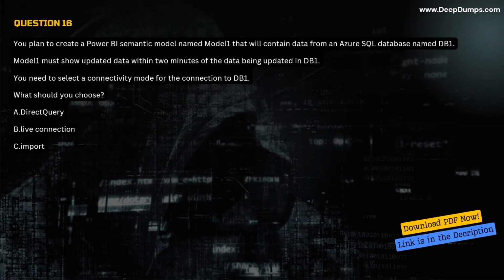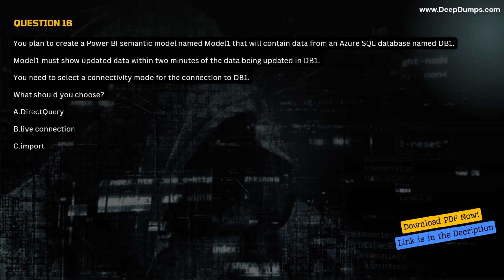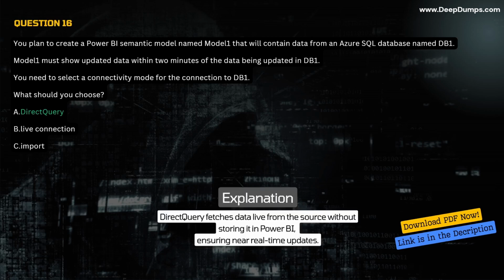Question 16. You plan to create a Power BI semantic model named Model 1 that will contain data from an Azure SQL database named DB1. Model 1 must show updated data within 2 minutes of the data being updated in DB1. You need to select a connectivity mode for the connection to DB1. What should you choose? A. DirectQuery. B. Live connection. C. Import. Correct answer is A. Explanation. DirectQuery fetches data live from the source without storing it in Power BI, ensuring near real-time updates.